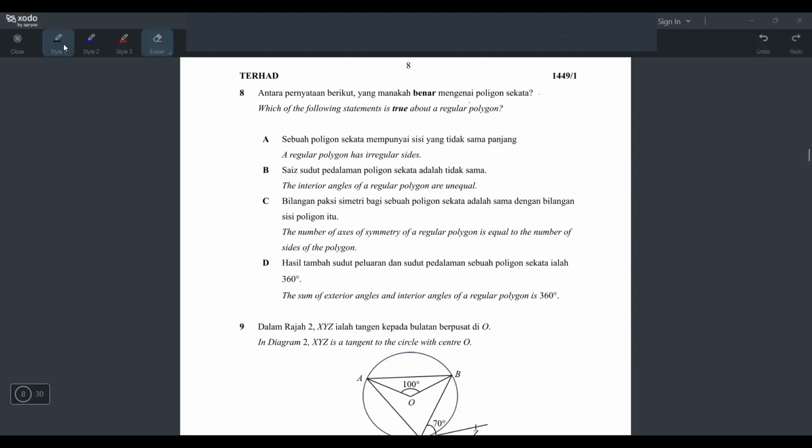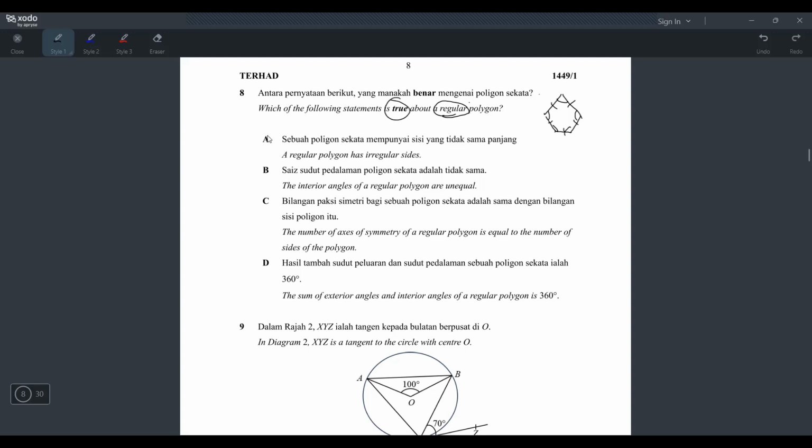Okay, number 8. Let's read the question. Which of the following statements is true about a regular polygon? So you need to know the meaning of regular polygon. Okay, regular polygon means, let's draw a polygon here. If it's regular, it means all the sides are sama panjang. Sama panjang means same length. And also the angles will be the same. Whenever you see regular, it means all the sides sama panjang and all the angles also sama. Then it's regular. So now let's read which one is true.